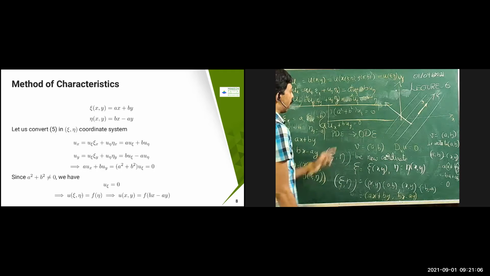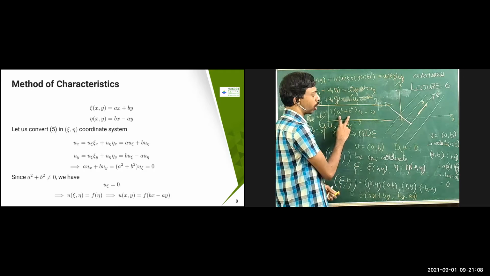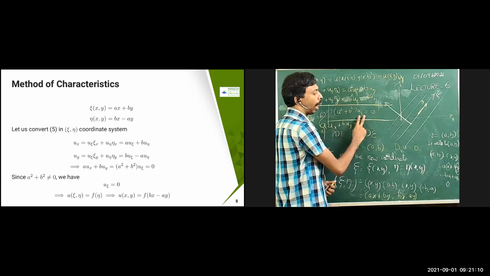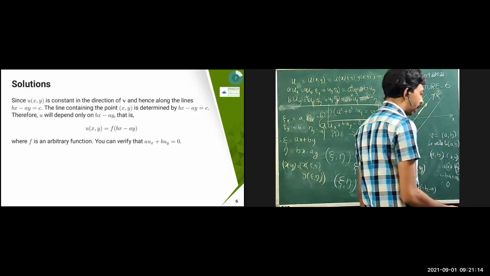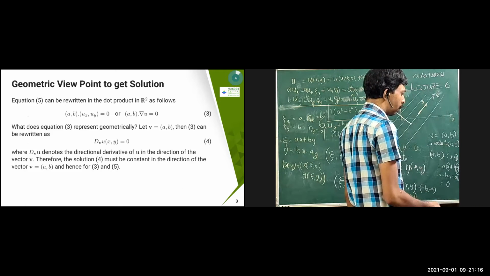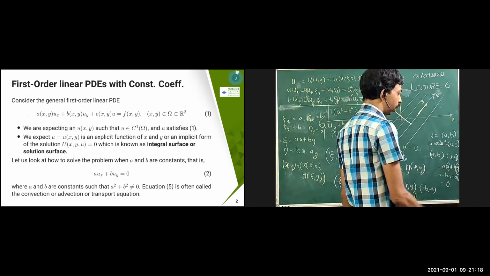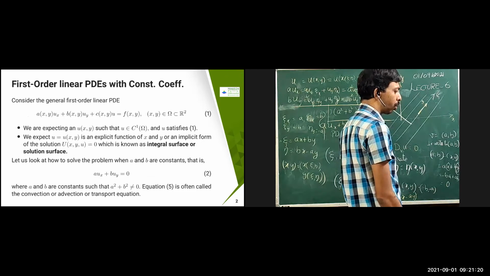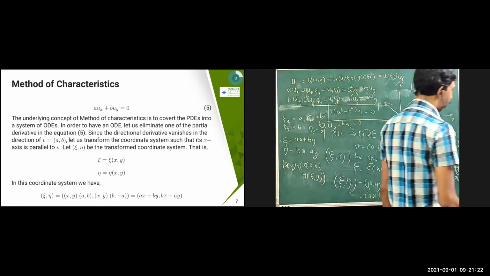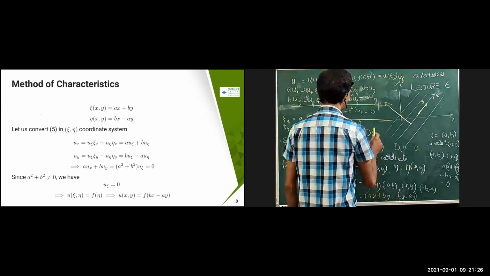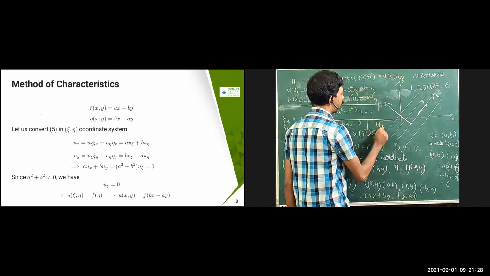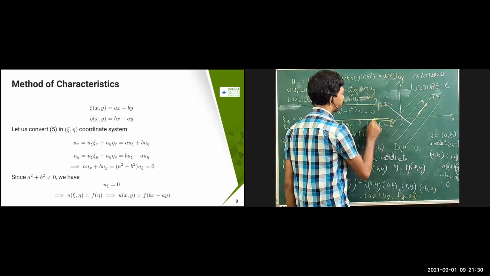Therefore there are two possibilities: either a square plus b square equal to 0, or u chi equal to 0. But in the beginning itself we assumed that a square plus b square is not equal to 0. This is the condition we have given already. Therefore a square plus b square is not equal to 0, which implies that I'm going to get u chi equal to 0.